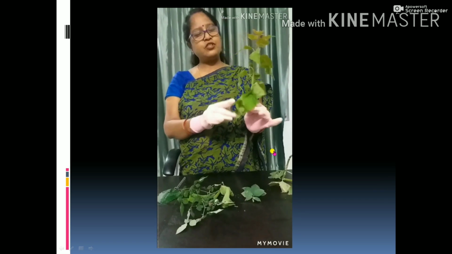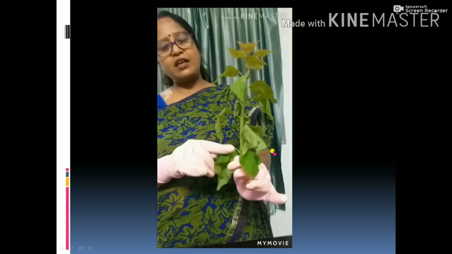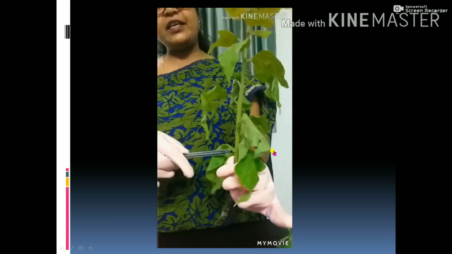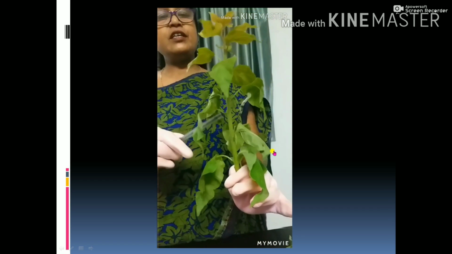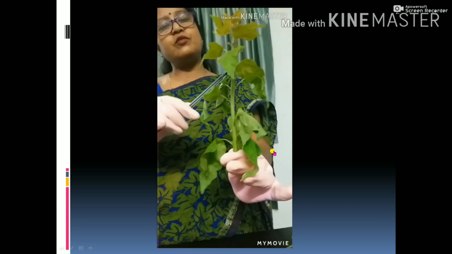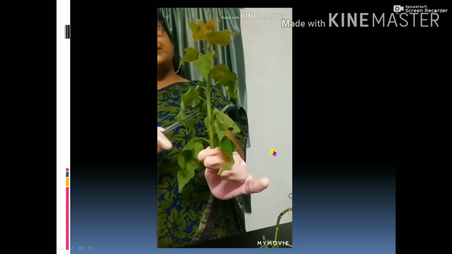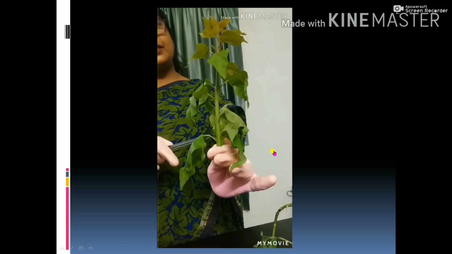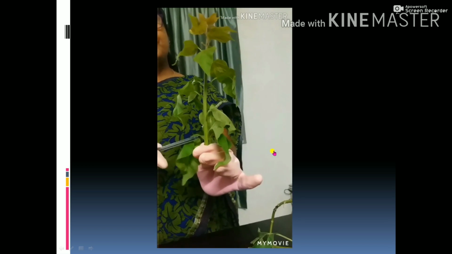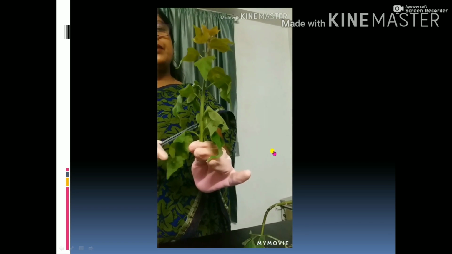So you see here, these are the joints. These joints are known as nodes. Okay, the leaves are arising from here. These are called nodes, and the distance between the two nodes is known as internode. Clear? So this is the main characteristic of the stem, due to which the stem is differentiated from the root.